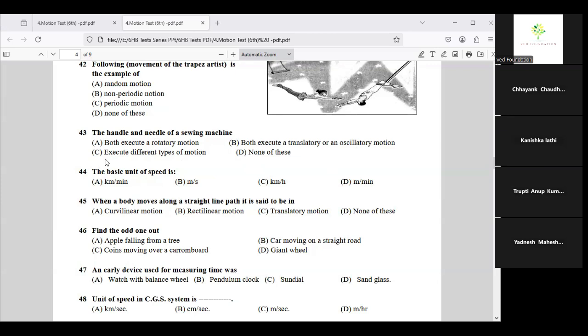Means both have different types of motion. So correct answer is option C. 44. The basic unit of speed is. The basic or MKS or SI unit of speed is meter per second. Option B is correct.